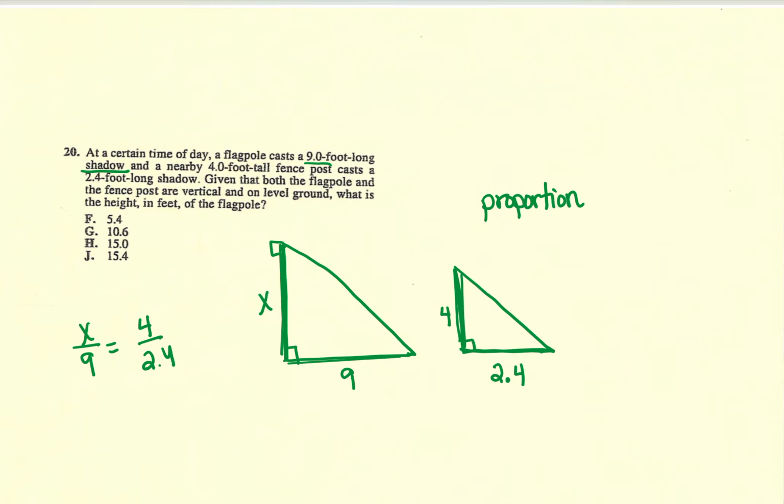All right, then we're going to play cross multiply. And so x times 2.4 is 2.4x. And 9 times 4 is 36. Divide by 2.4, and you're going to get h, which is 15.